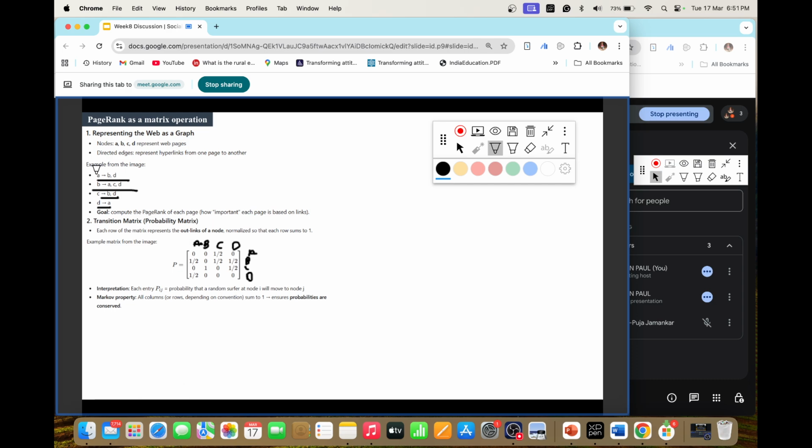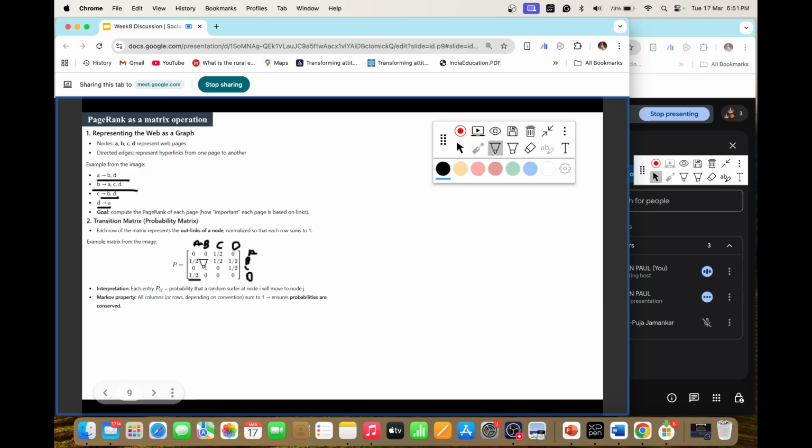Now, A follows B and D. That means if A initially has 1, it divides it between B and D. Half it will give to B and half it will give to D, and the other entries are 0. So A to A is 0, A to B is half, A to C is again 0, and A to D is half. Okay, similarly, B is giving to C.